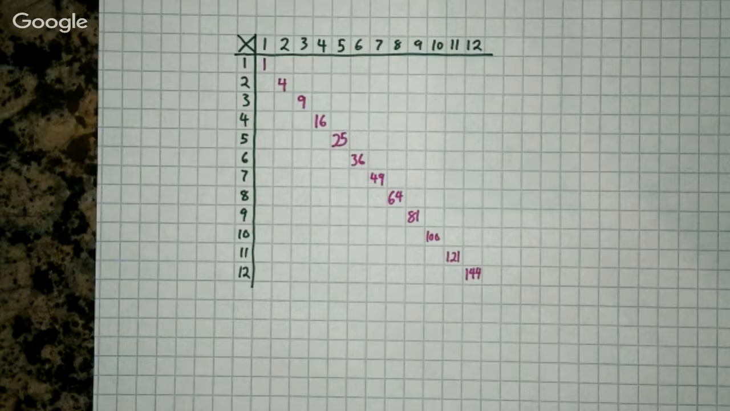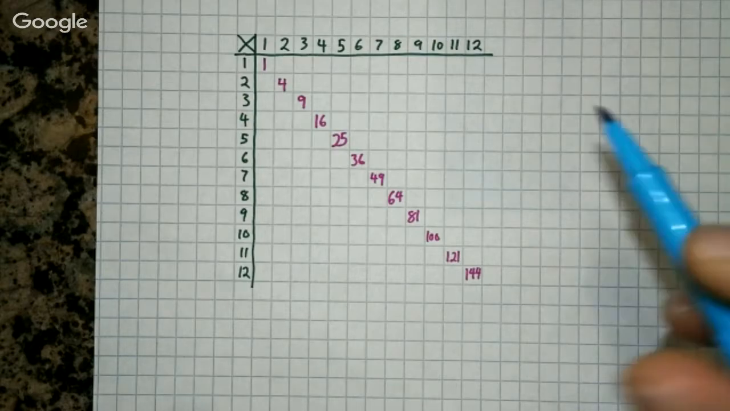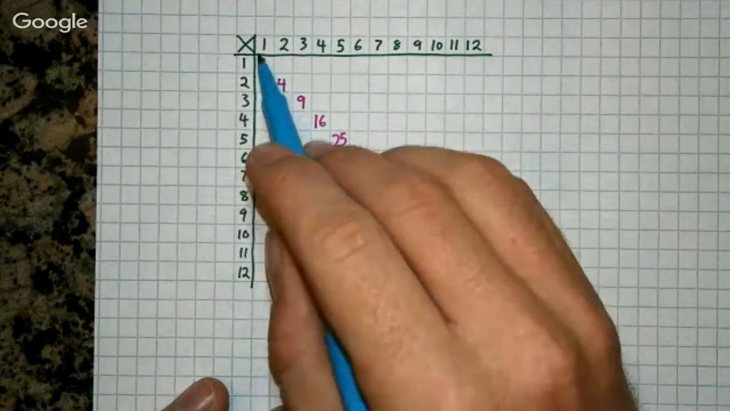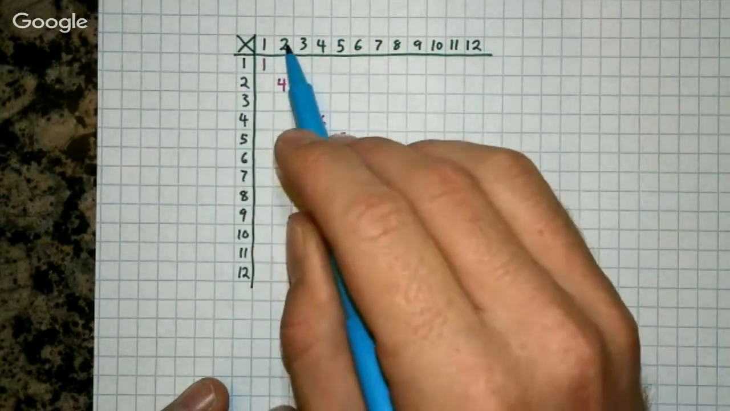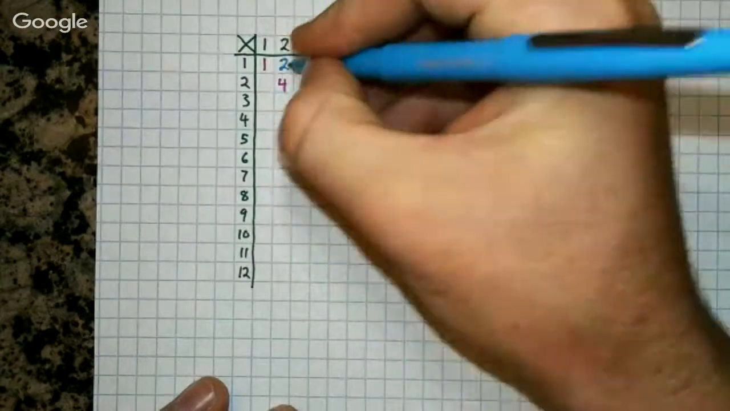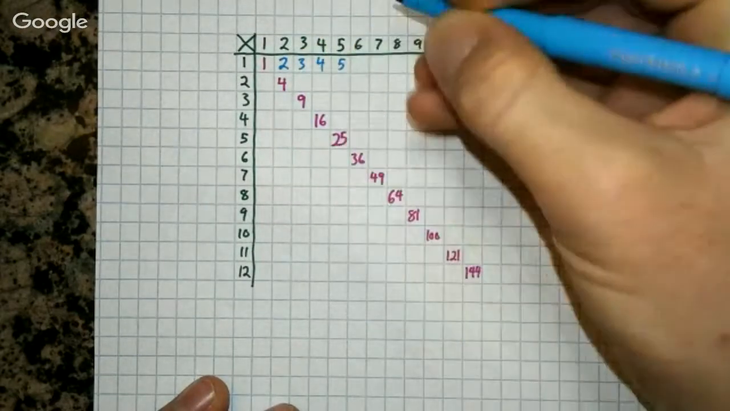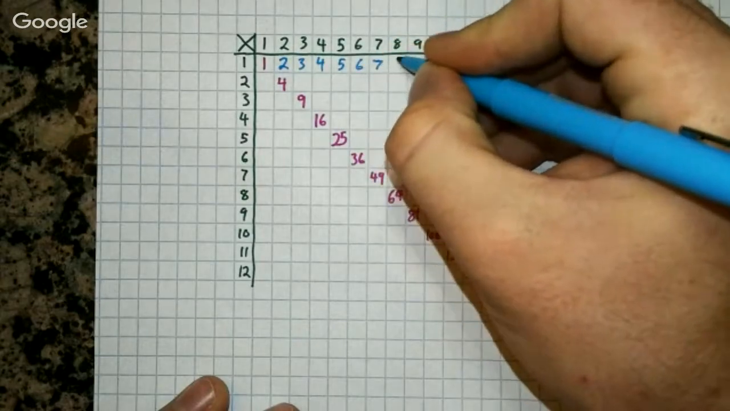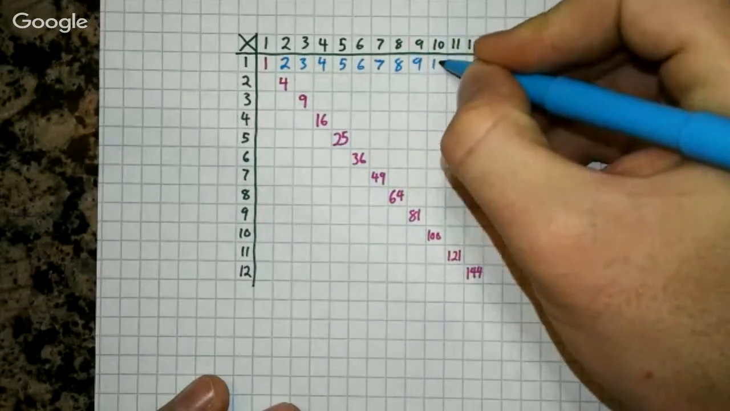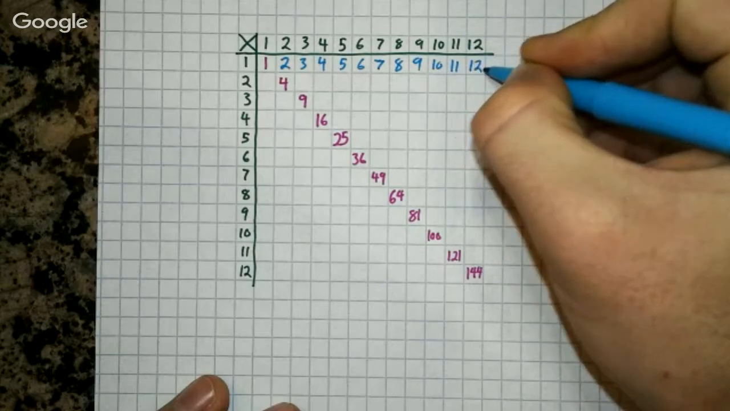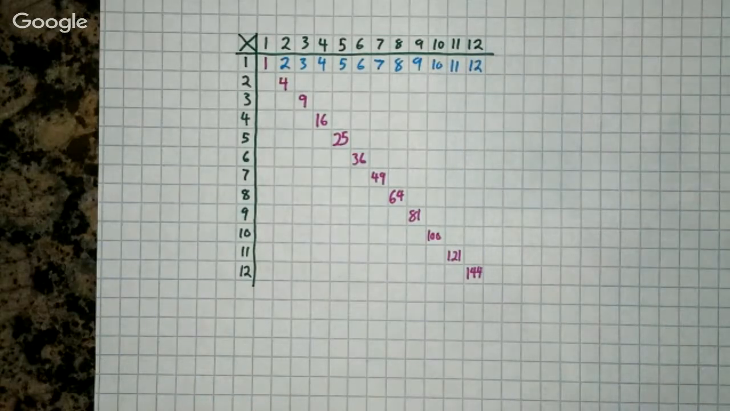This is if we know our multiplication times tables. So we're going to start with 1. 1 times 1 is 1. 1 times 2 is 2. 1 times 3, 3, 4, 5, 6, 7, 8, 9, 10, 11, 12. So that's our ones times table, right? 1 times 1 is 1. 1 times 2 is 2. Anything times 1 is going to be that number.